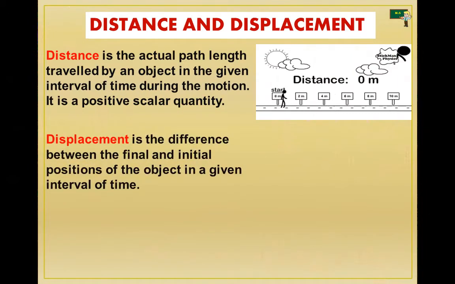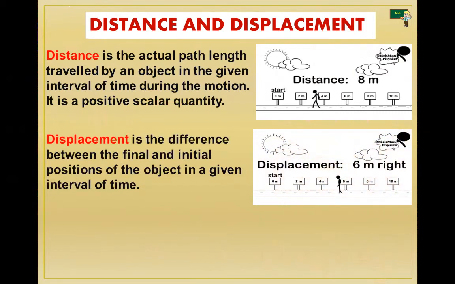Then displacement. It is different from distance. Displacement is the difference between the final and initial position of the object in a given interval of time. If you watch this video or GIF file, you can see the person starts from 0 meter and ends at the 6th meter. Then he moves back toward the initial position. So the displacement is only 2 meter.